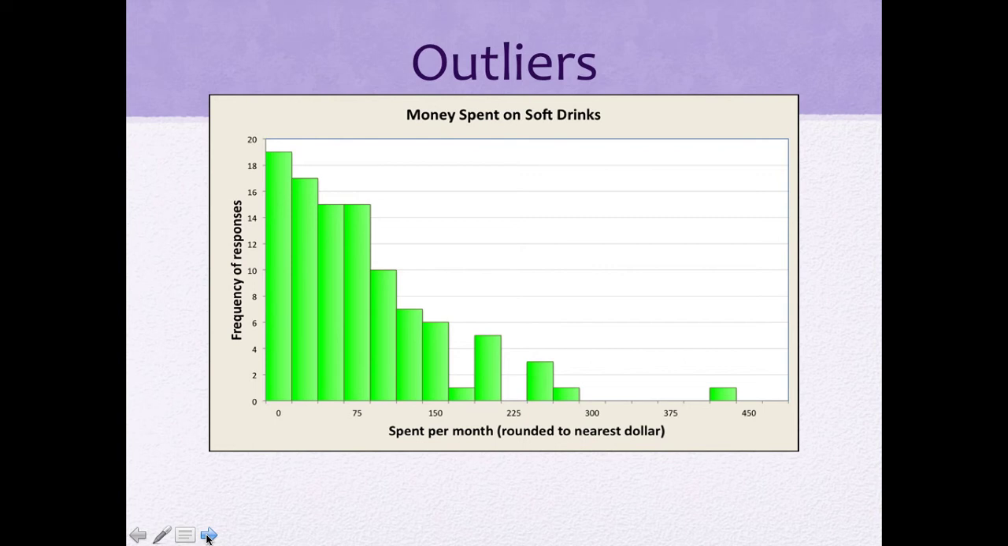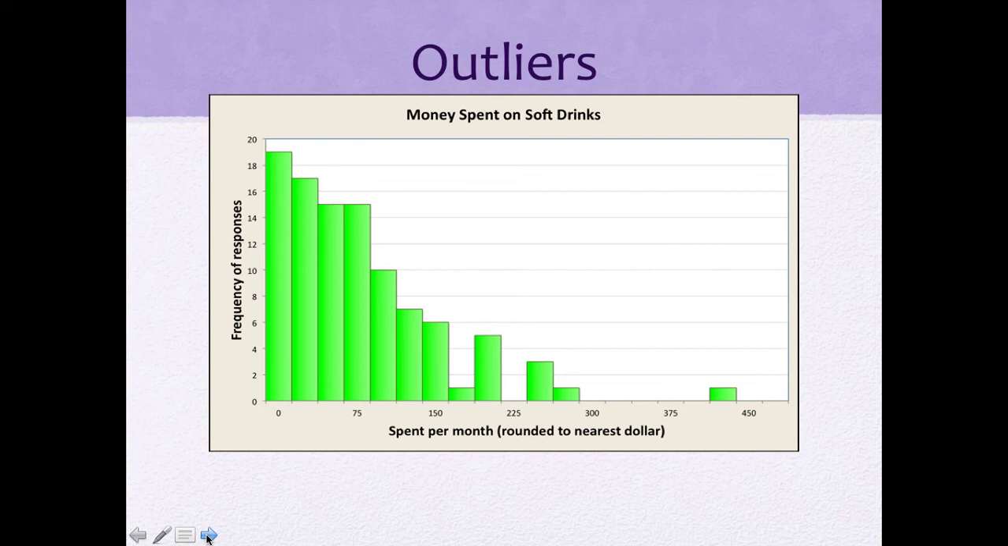One other thing that you'll want to talk about with distributions is any outliers. An outlier visually looks like a piece of data that's kind of off by itself. So looking at this picture, your outlier for spent per month looks like about $425. So that would be an outlier piece of data.